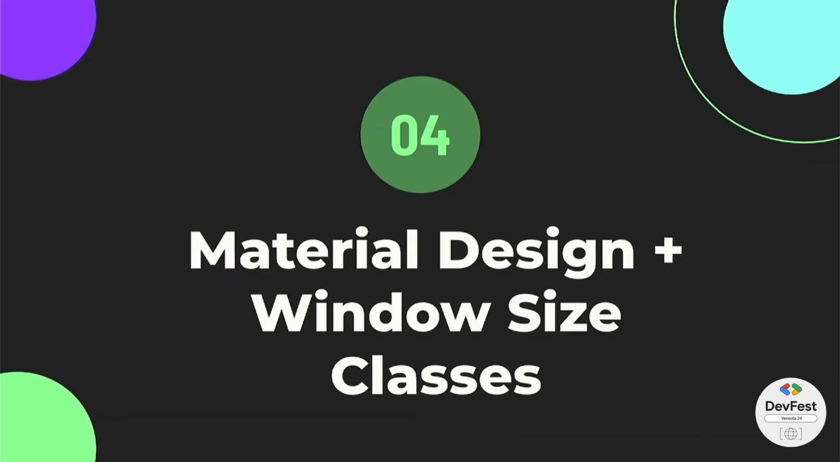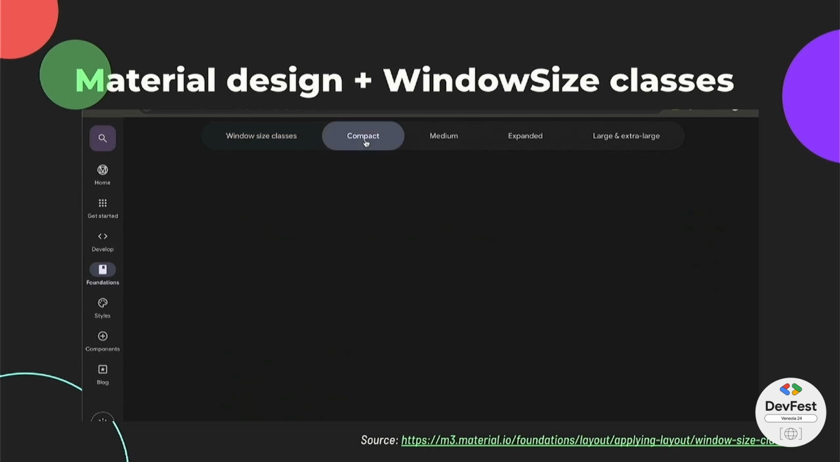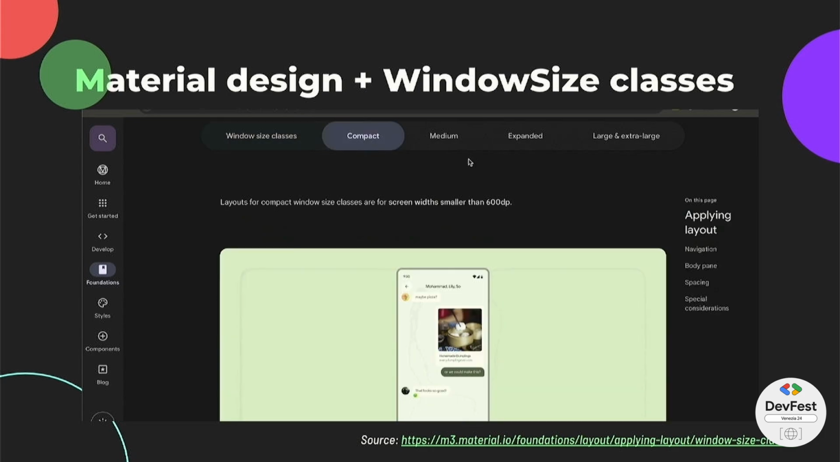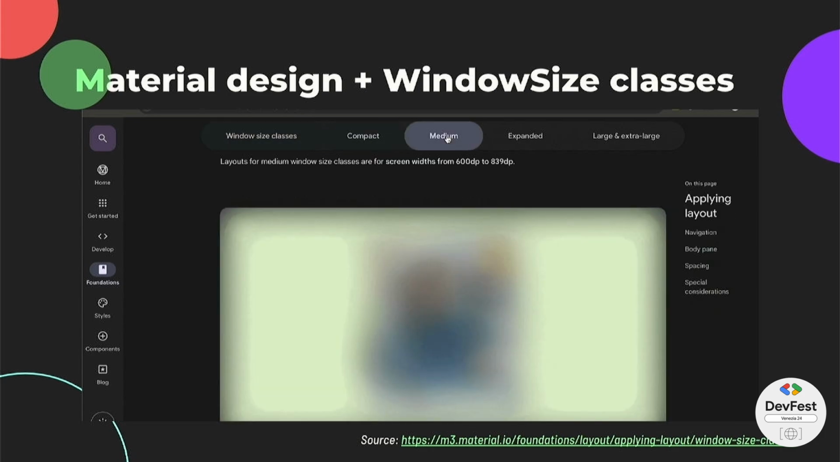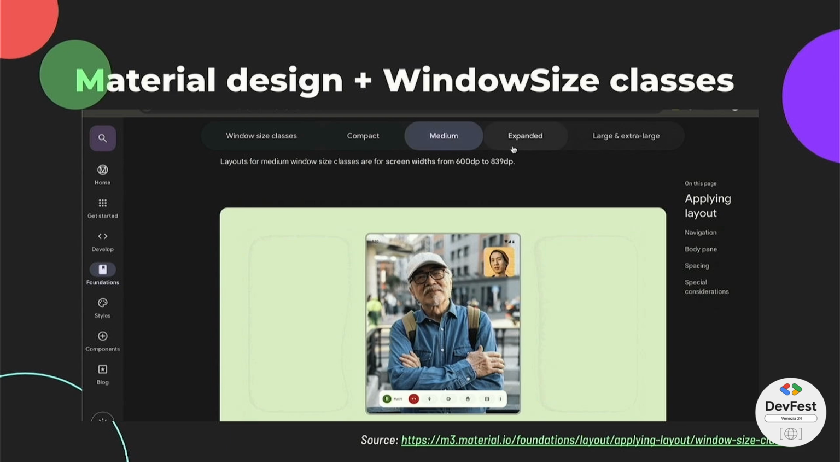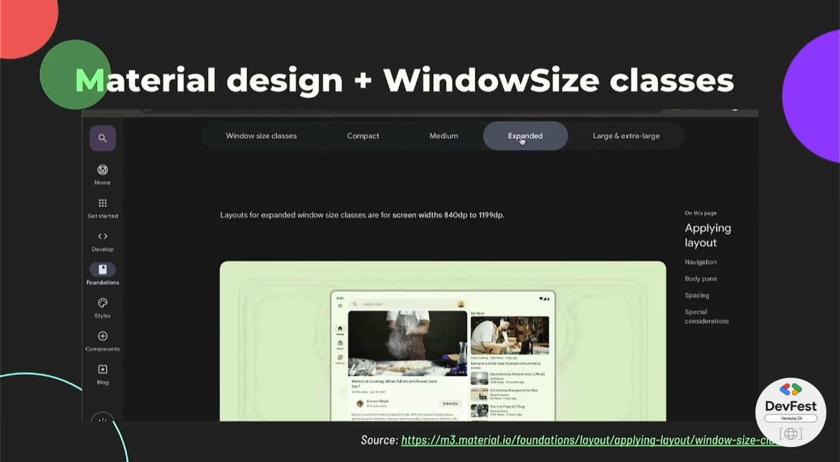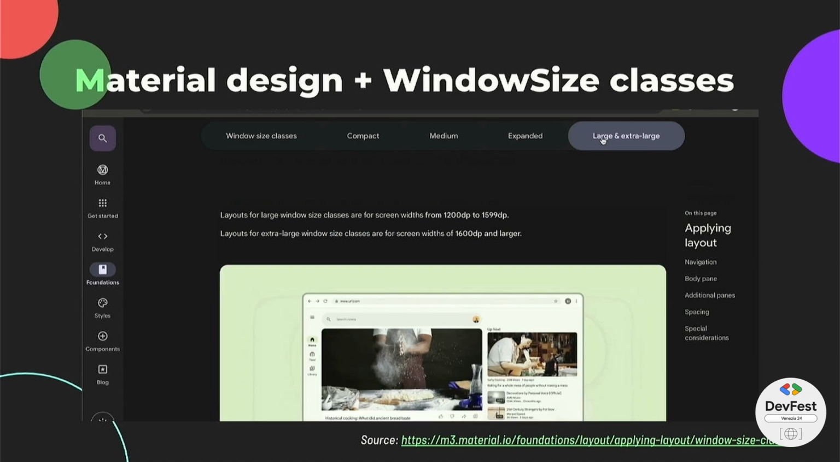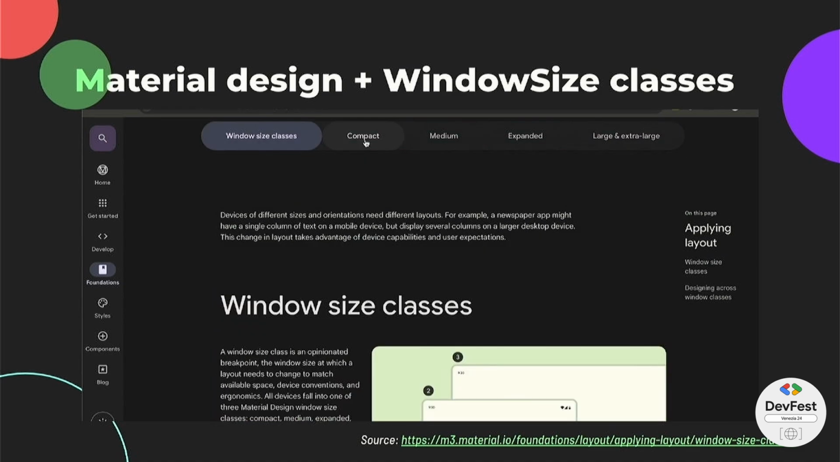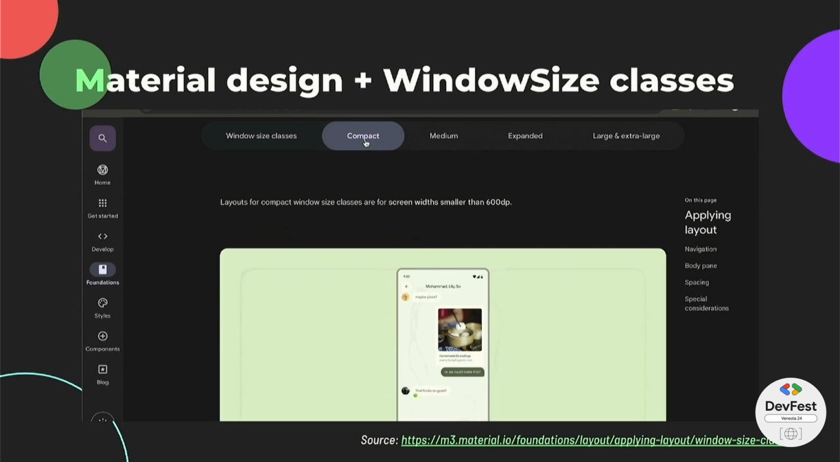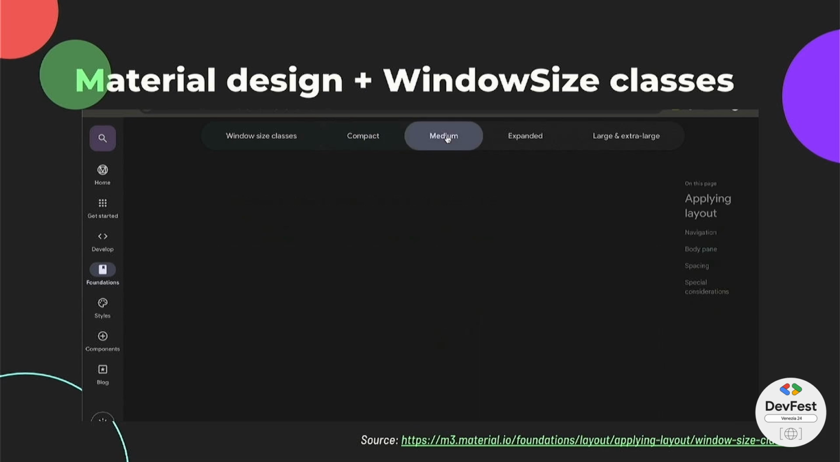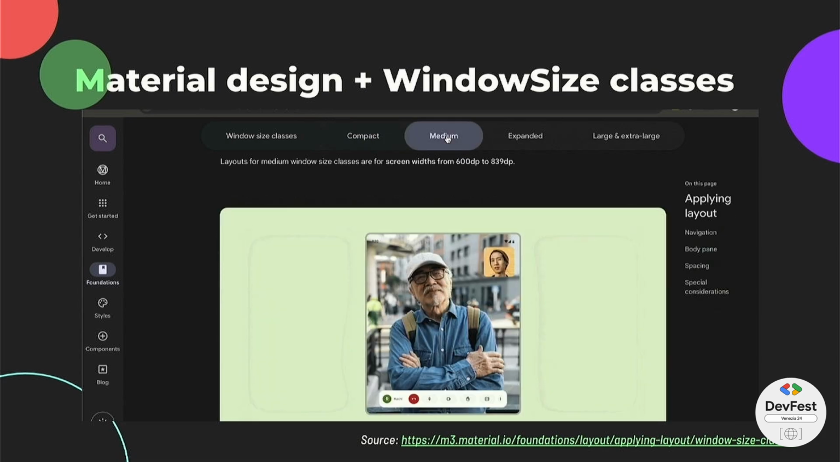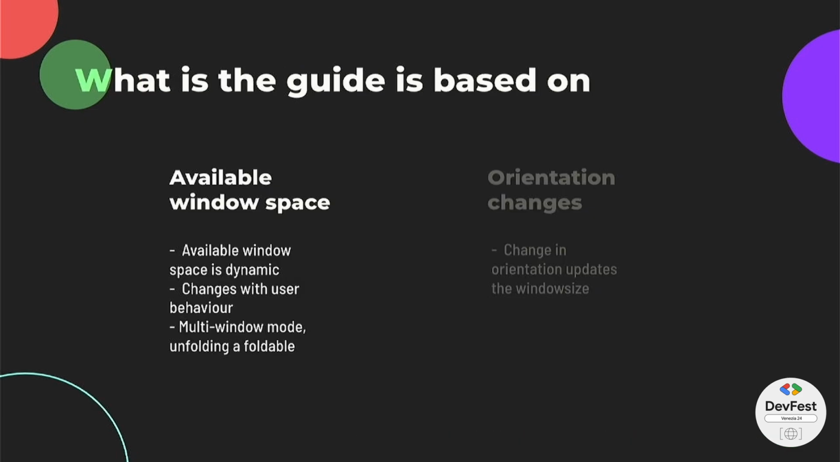So Material Design also touches on the window size classes. There's documentation that will guide you on how to write your app based on different window size classes. It actually has guidelines for compact, for medium, for expanded, as well as larger device screen sizes, such as a Chromebook, for instance. So all of this information is available to you to help you write apps that can support different window size classes.